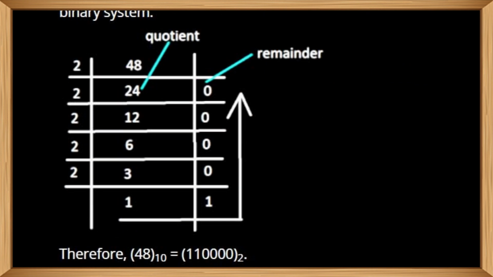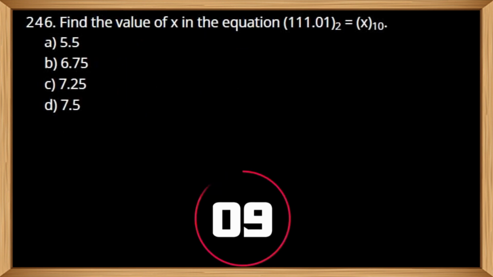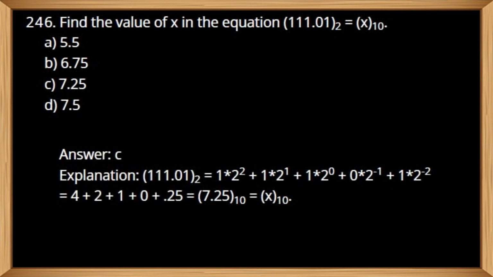Find the value of x in the equation 111.01 base 2 is equal to x base 10. Option C, 7.25.